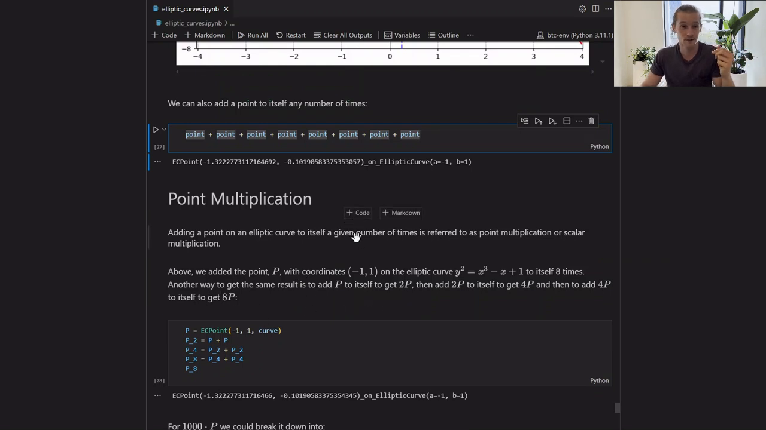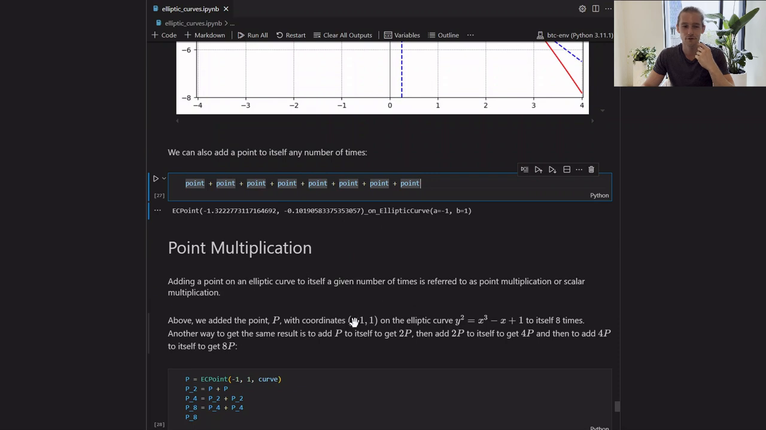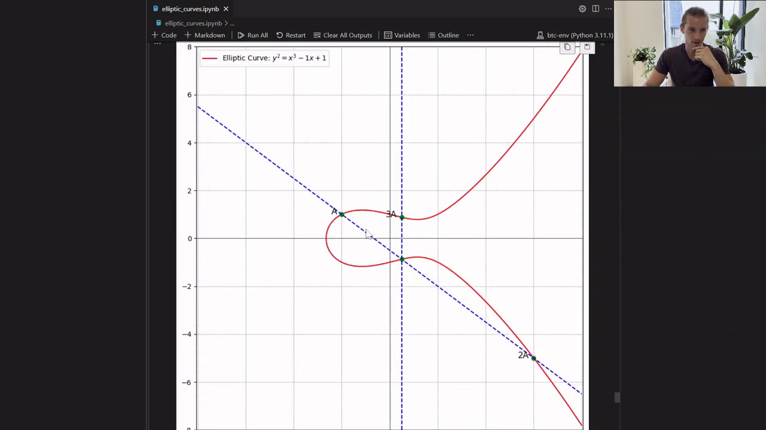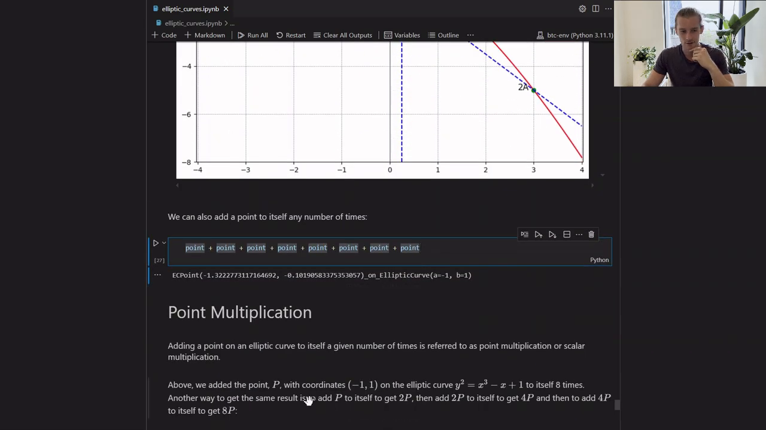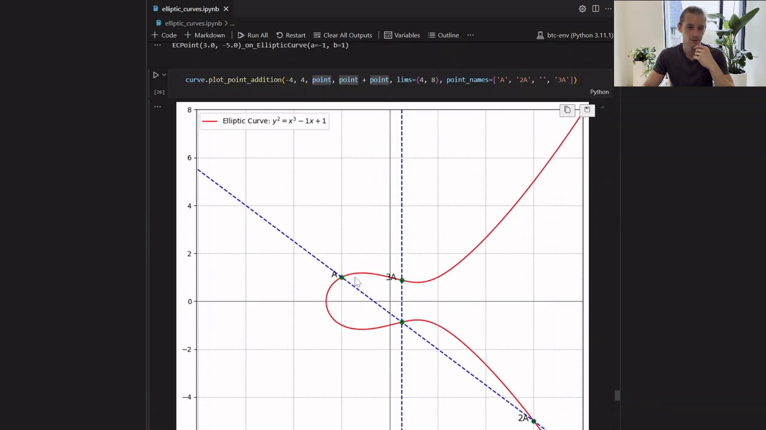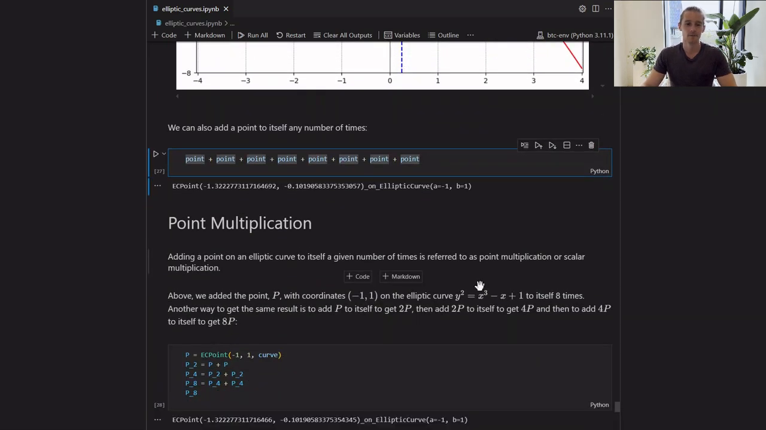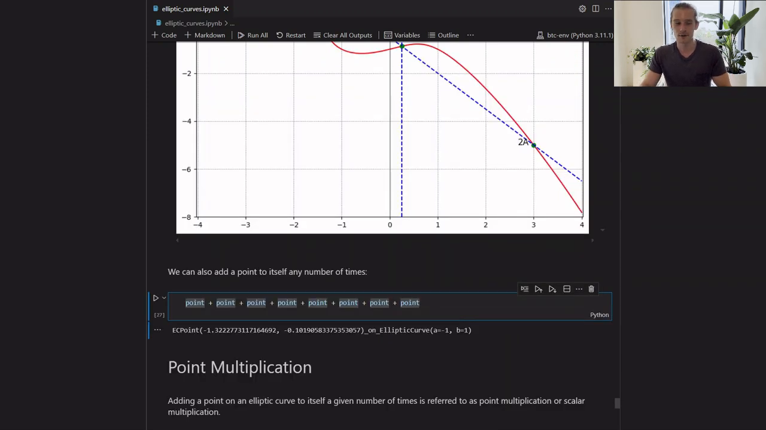So for example, above we saw that if we add the point with coordinates minus 1, 1 on that elliptic curve that we had up here, now here I call this point P, but up here it was called A, it's the same thing, to itself 8 times, then we get these coordinates here. Doing it for a small number like 7 is pretty easy like this, but what if we wanted to do it billions or trillions or even more times? This would become really cumbersome.